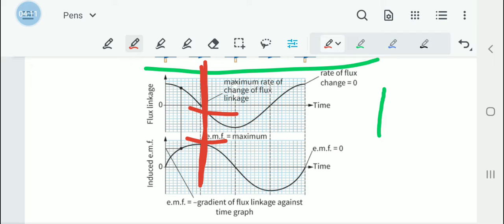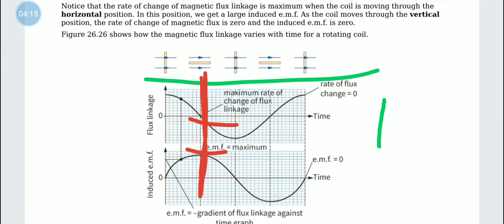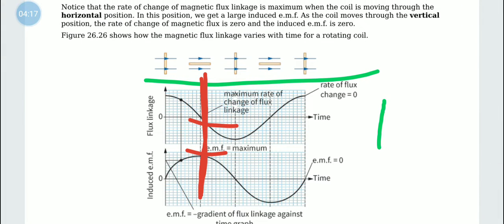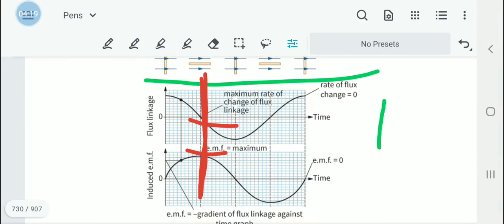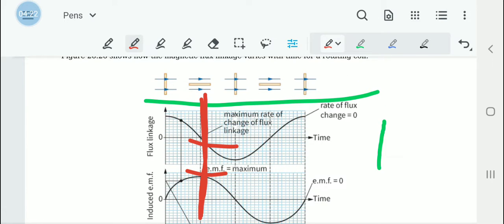If you look at the diagram, you will be able to see that when it is horizontal, you would have the maximum EMF. I hope that makes sense.